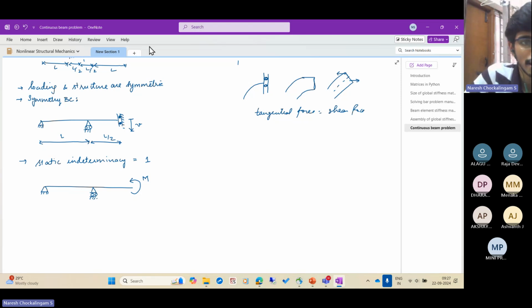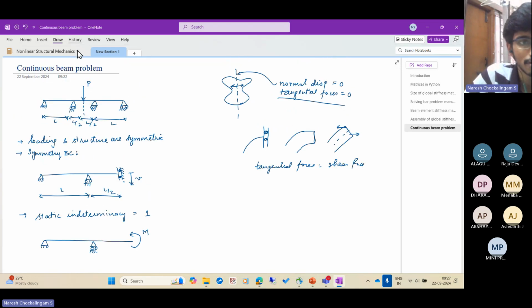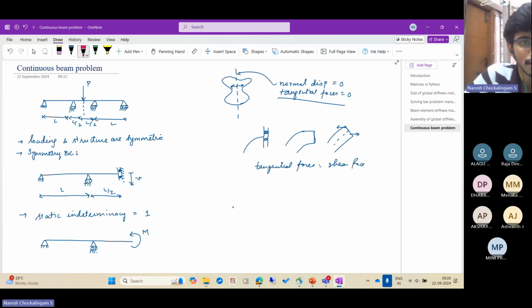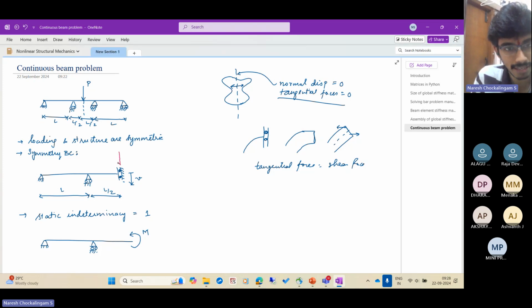And okay, one more thing. What is the applied load? For the applied load, I'll use pink color. Right. So on the full structure, there's an applied load of P. But when you use symmetric boundary conditions, for half of the structure, you can say P by 2 acts here and P by 2 acts on the other half. So there is a moment M here and there is a force P by 2.